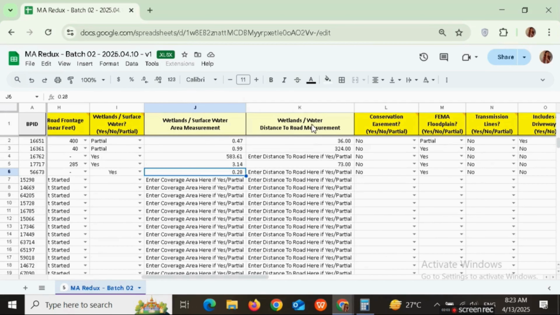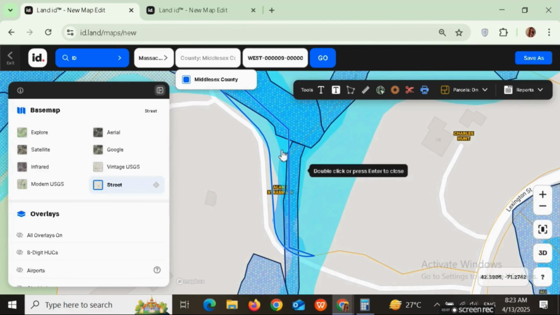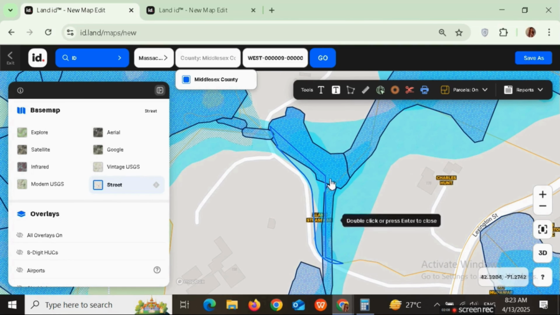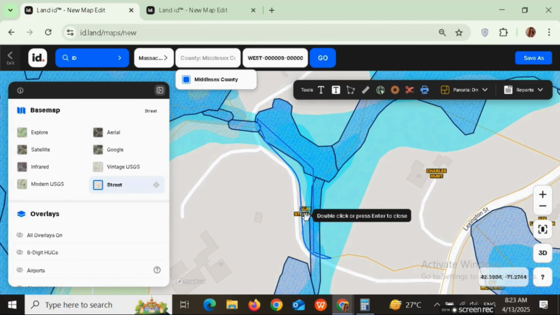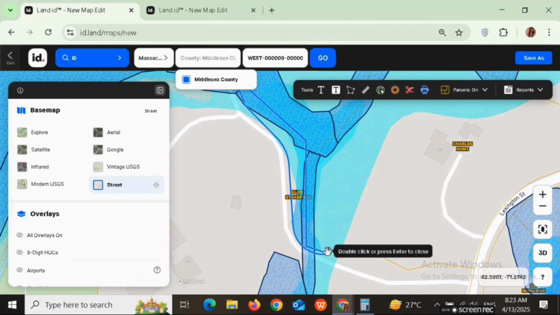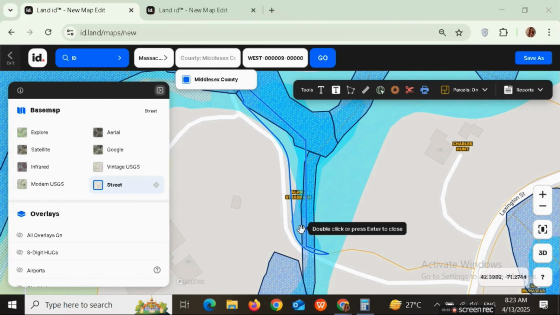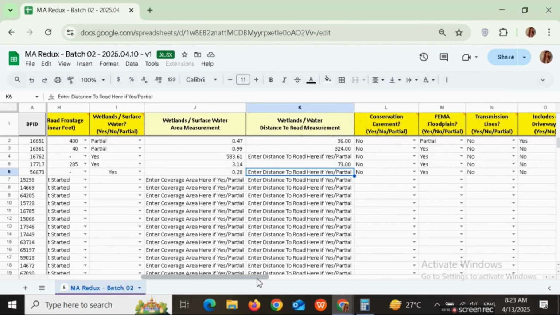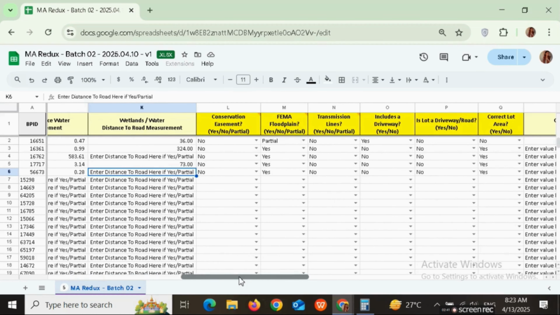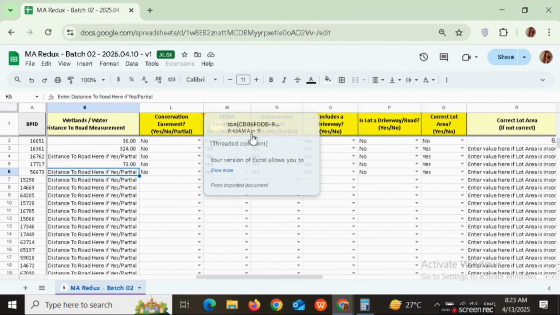Wetlands and surface water distance to road measurement. In this case, there is no frontage over here for this property. If there is a road, I will measure the distance between the real frontage and the wetlands in this property. So for this property there is no frontage. All these things are usual.